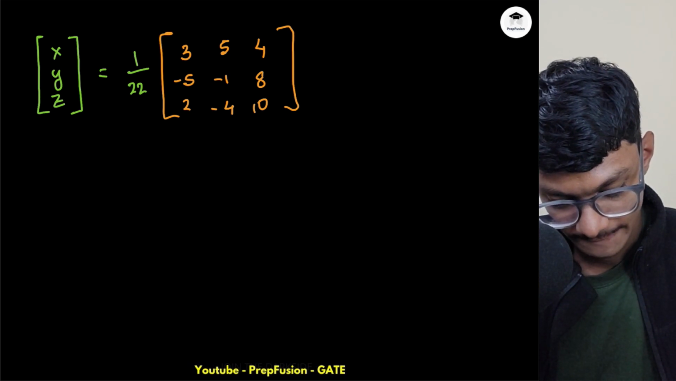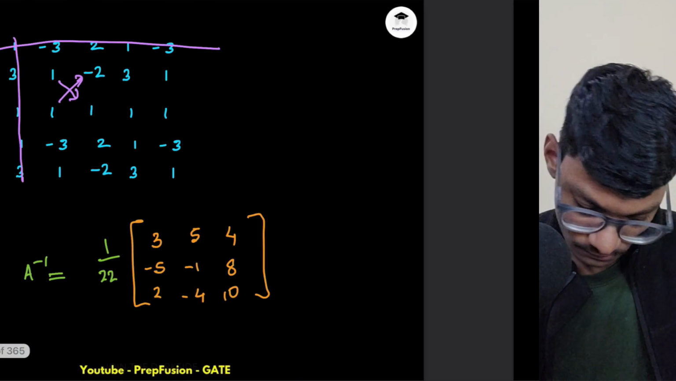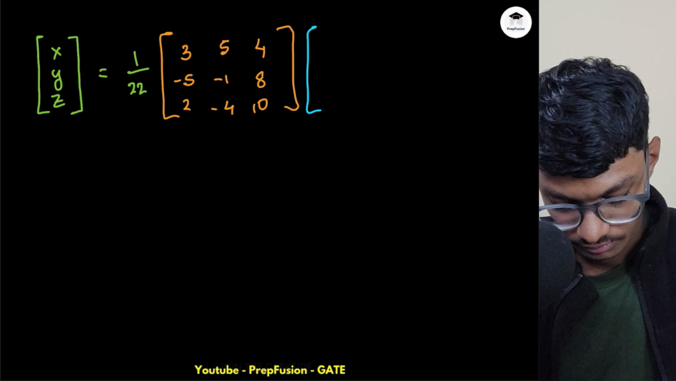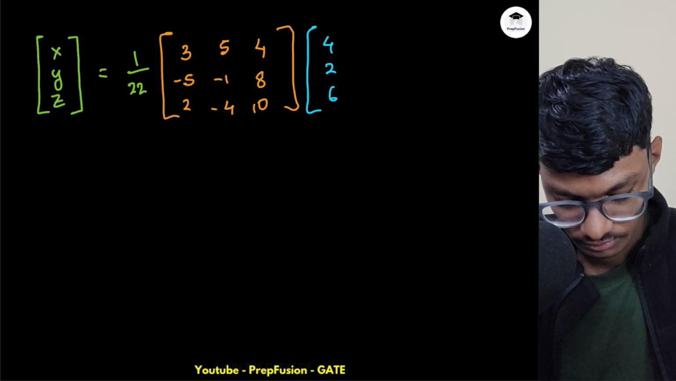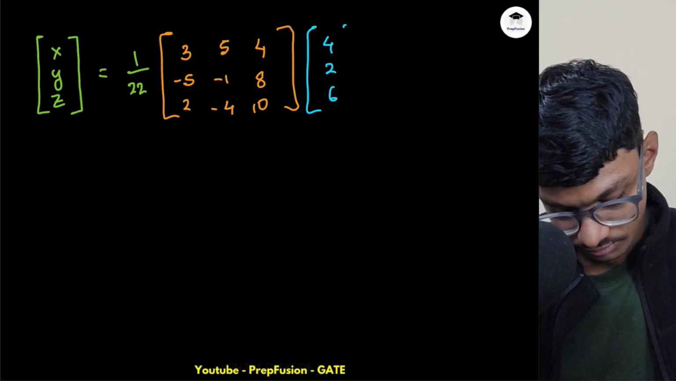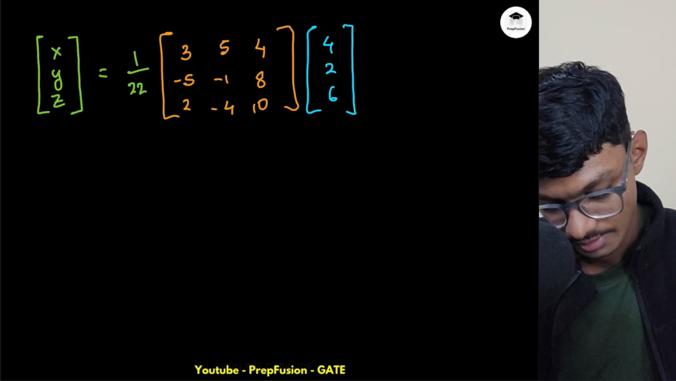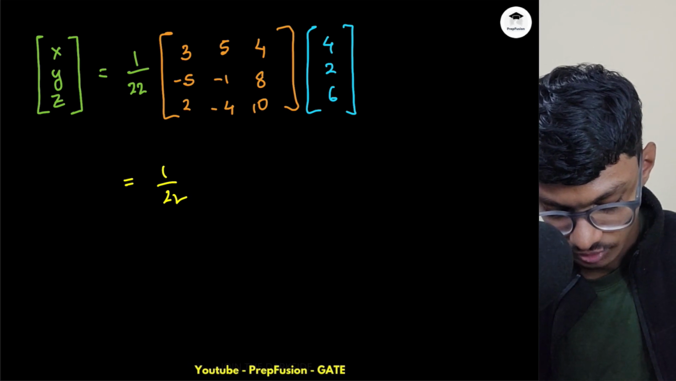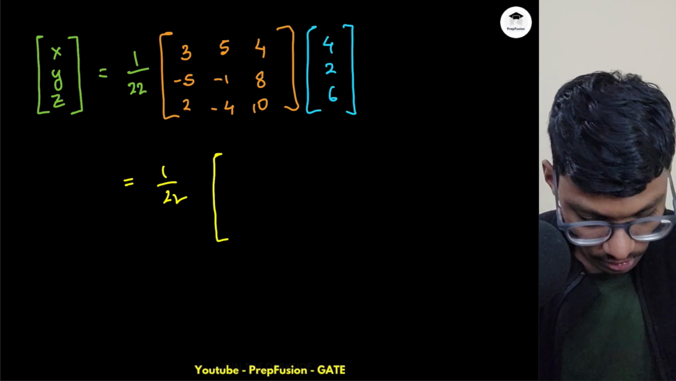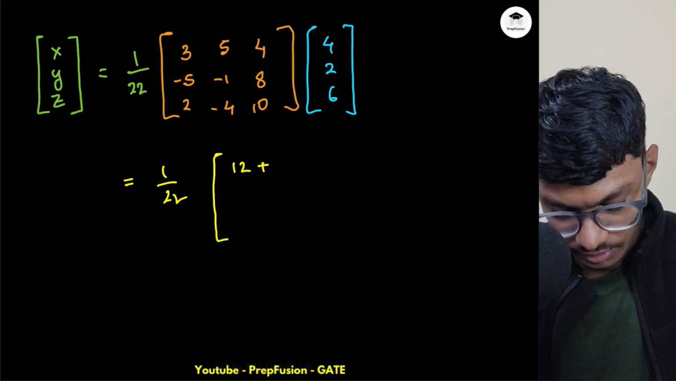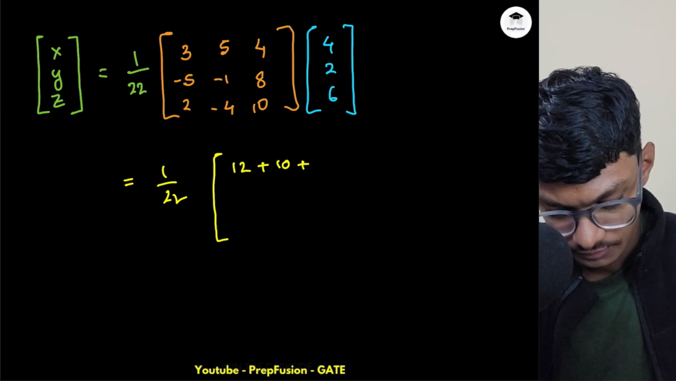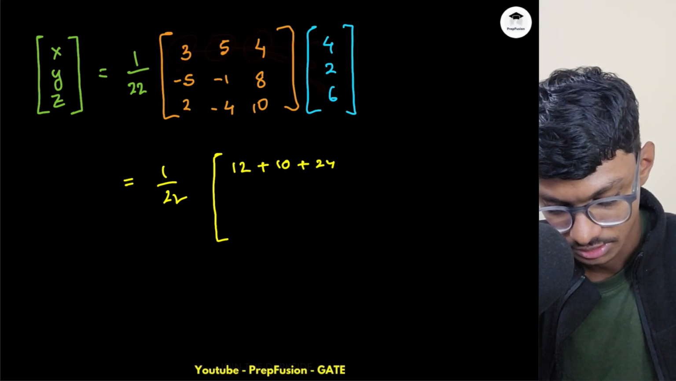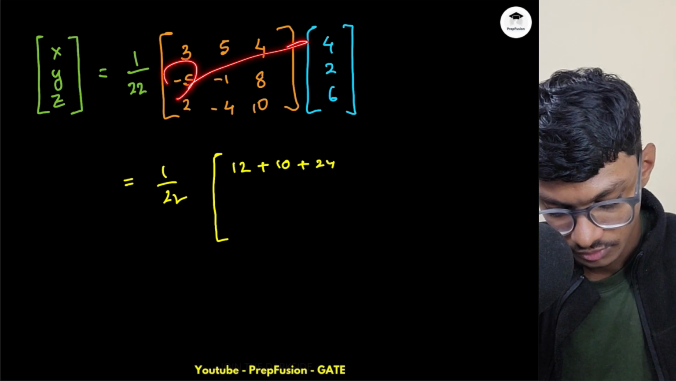Into B. What is B? B is 4, 2, 6. So simply now we will do the matrix multiplication. The first row will get totally multiplied. 3 into 4 is 12, plus 10, plus 4 into 6 is 24. So basically this times this, this times this, this times this. Done. Then minus 5 into 4.